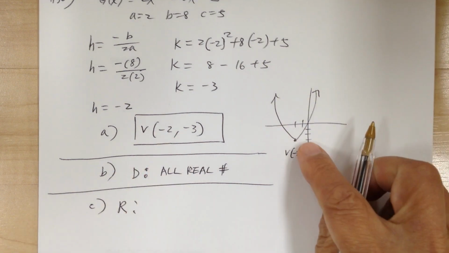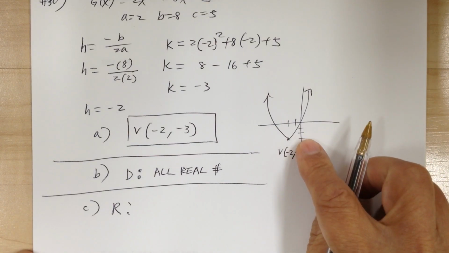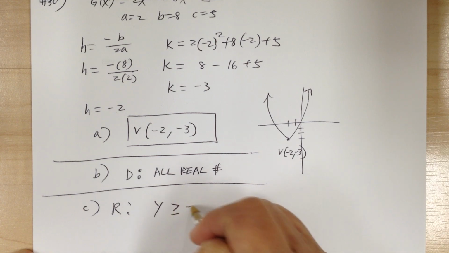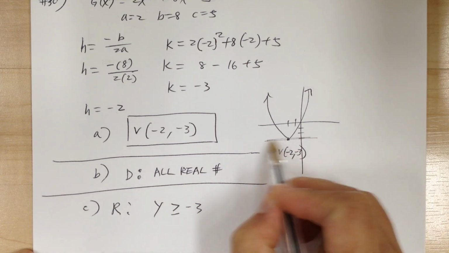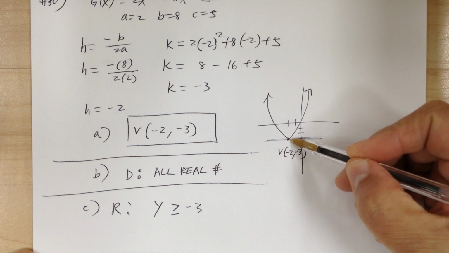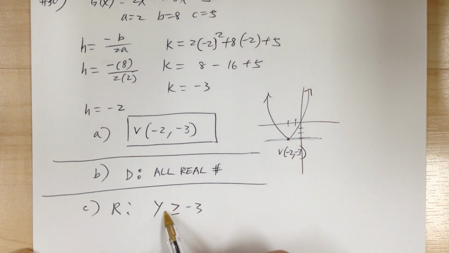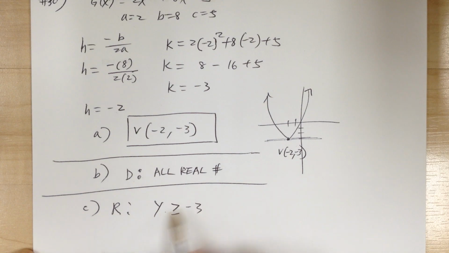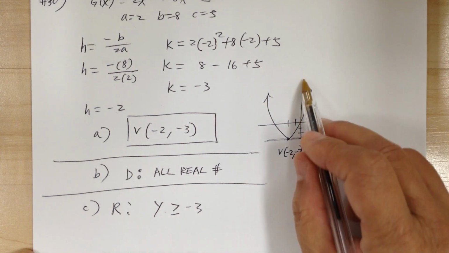Okay? And therefore, your range is the y values. So range would be y greater than or equal to negative 3, because here's your minimum value. So y is all of these values up here, so that's the range. Range is the y, the domain is the x. So y would be greater than or equal to negative 3.